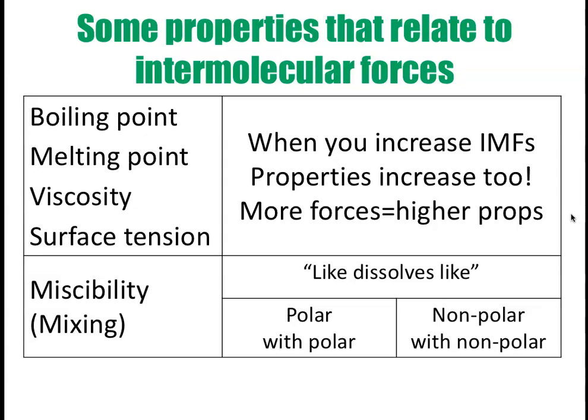So, boiling point, melting point, viscosity, surface tension, all of these things are going to go up when you have stronger IMFs. So, if you're comparing a bunch of things based on boiling point, figure out the IMF that exists between everything. The higher the boiling point, the stronger the IMF.